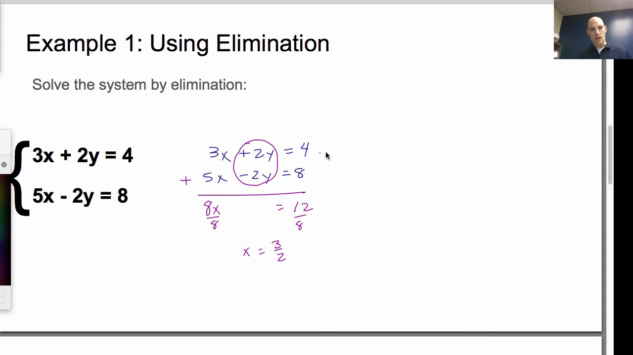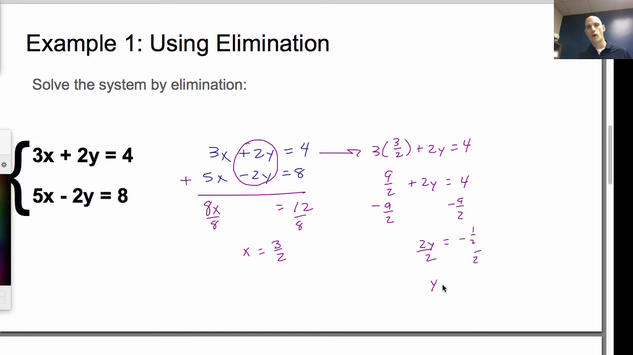And so if we sub it back in over here, 3 times 3 over 2 plus 2y equals 4. What we end up with is 9 over 2 plus 2y equals 4. And so I'm going to subtract. And so 2y equals, and this is going to be negative 4.5, so minus 4.5, so negative 1/2, and we divide by 2. Y is equal to negative 1/4.